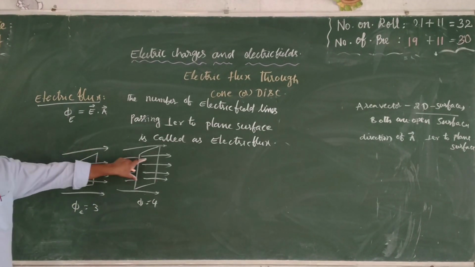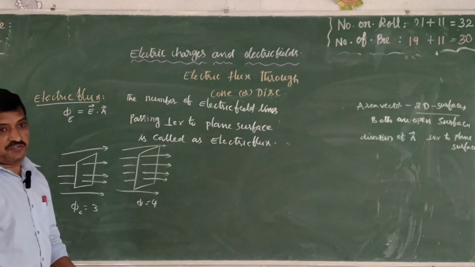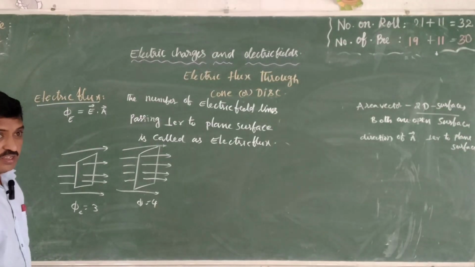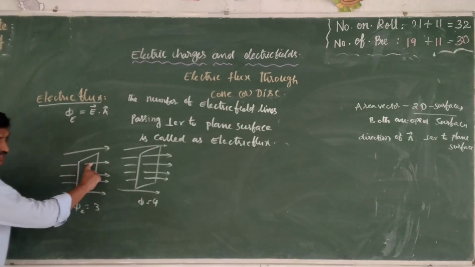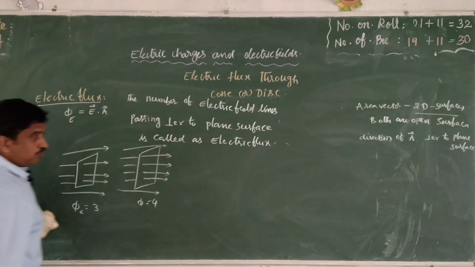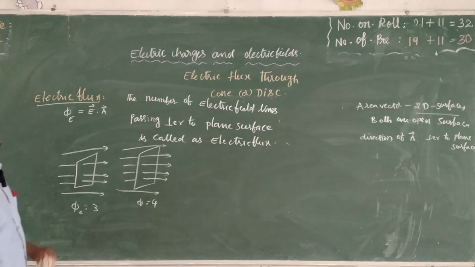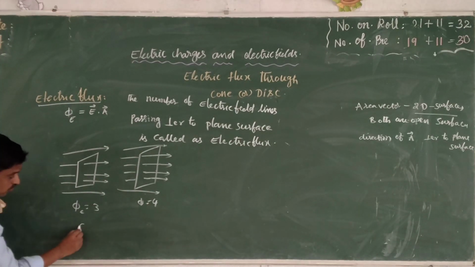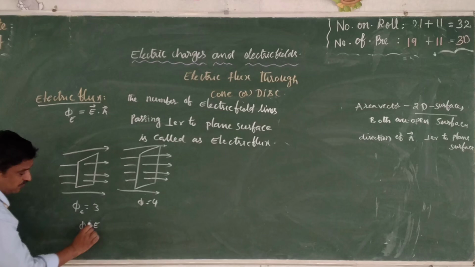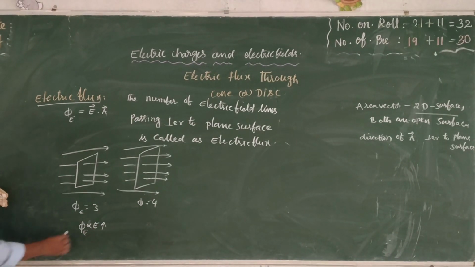Here the area is the same, which means the density of field lines indicates the strength of the electric field. Here the number of field lines is less, so the electric field is less. Number of field lines more, electric field is more. So when the electric field is more, the flux passing through the surface is more. Flux depends on the electric field. When the strength of the electric field increases, electric flux increases. When the strength decreases, flux decreases.